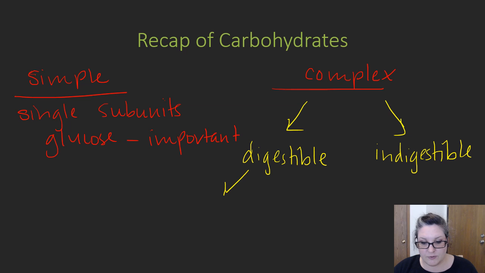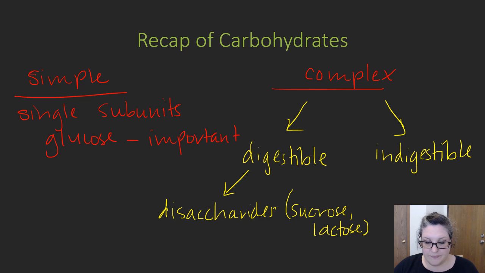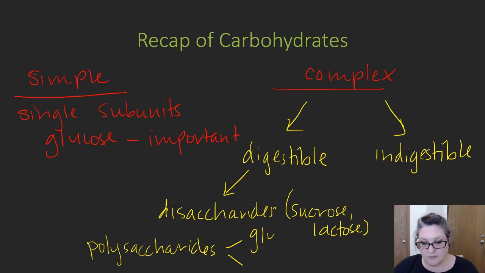And digestible includes starch and glycogen and disaccharides. So disaccharides and polysaccharides. Disaccharides include things like sucrose, lactose, and polysaccharides which are things like glycogen and starch. And our indigestible ones are cellulose and chitin.